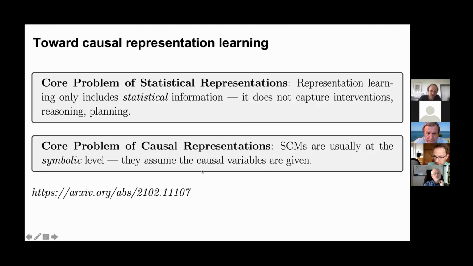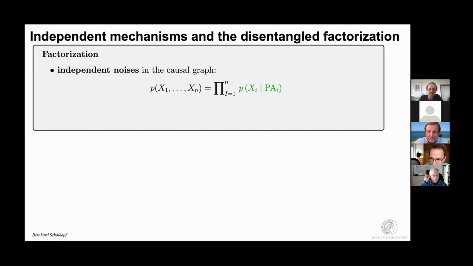So in a way, we're faced with two problems, and it seems like we can't solve both of them at the same time. One could say the core problem of statistical representations, as learned by modern machine learning, is that these representations only include statistical information. So they don't capture interventions, reasoning, or planning. And the core problem of causality, the way it's developed so far, is that structural causal models are usually formulated at the symbolic level. So they assume the causal variables are already given. So we have a problem here. How do we solve both these things at the same time? How do we automatically learn these representations? I want to end with maybe 5 minutes of general thoughts about that, and then a few quick examples and pointers to literature where you can read more if you're interested in this problem.